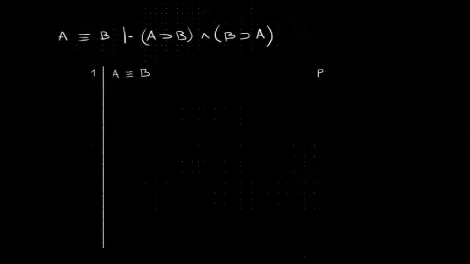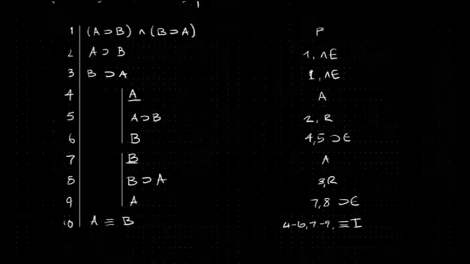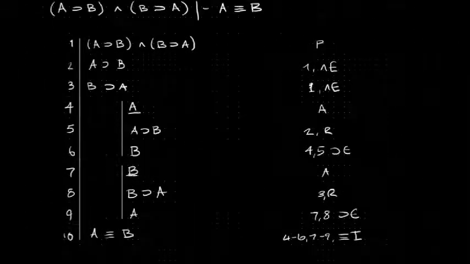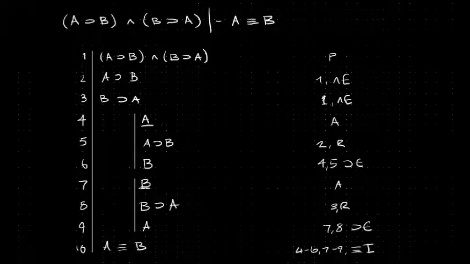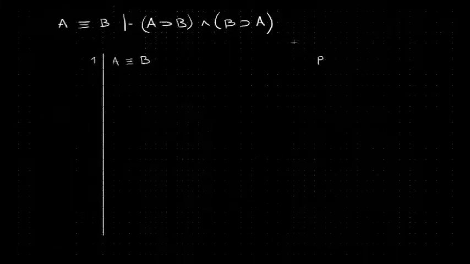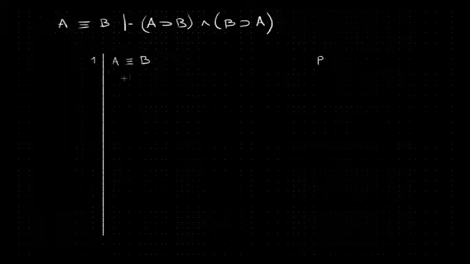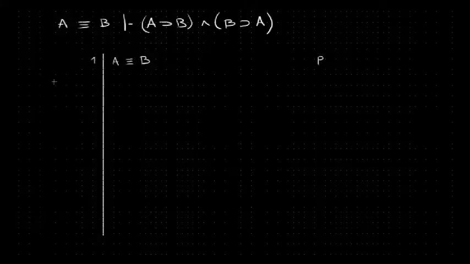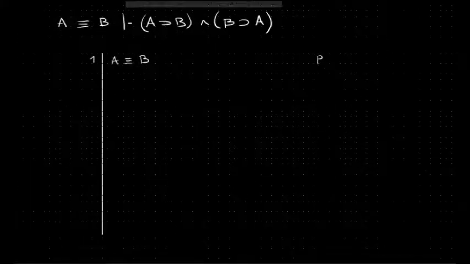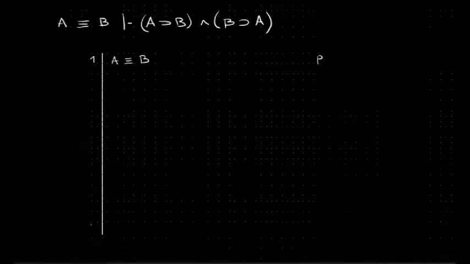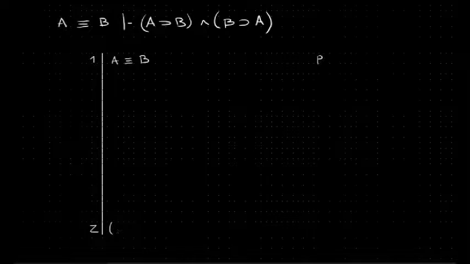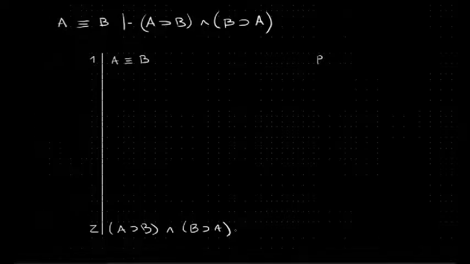So here we've got the sequence A if and only if B, therefore A then B and B then A. And you can see the reversal of the sequence that we proved up here. So here we had A then B and B then A, therefore A if and only if B. So we should be able to derive this formula from A if and only if B as well. So we'll start off with A if and only if B as our premise on line 1, and we can put in our conclusion A then B and B then A on line Z.